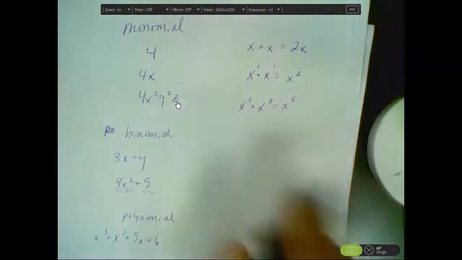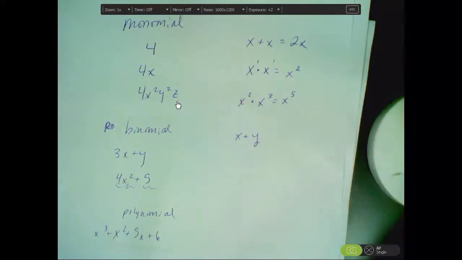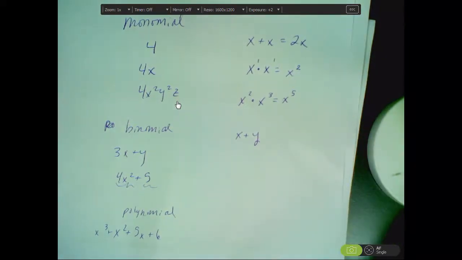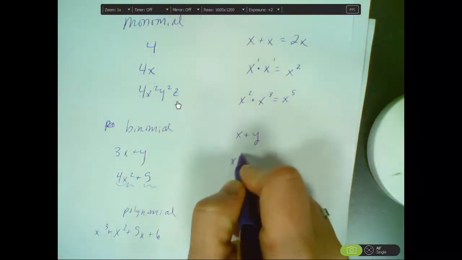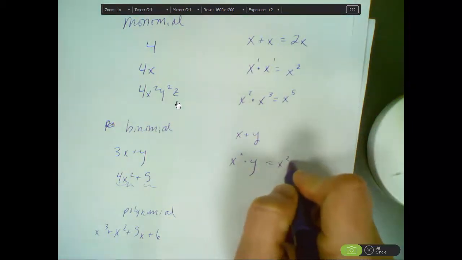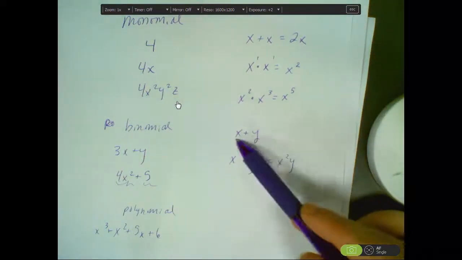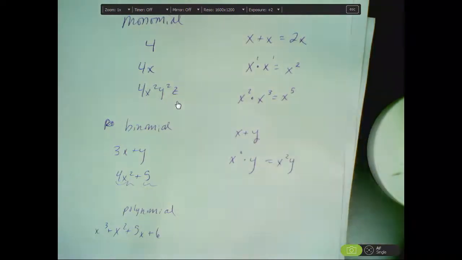Another thing you have to know is you can't add these two things together. x plus y is x plus y. They're not like terms. You can't combine them. But you can multiply x squared times y. Your answer will be x squared y. So a lot of people say, I can't multiply those because they're not like terms. Yes, you can. You can multiply anything. You can only add together things that are alike.